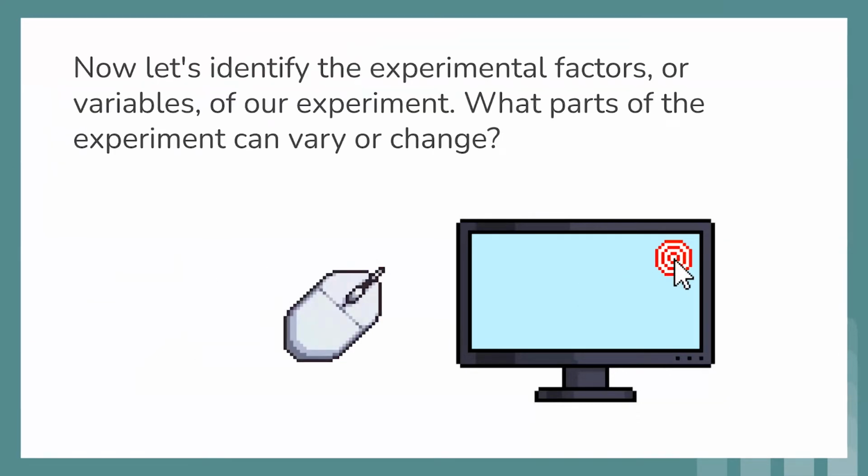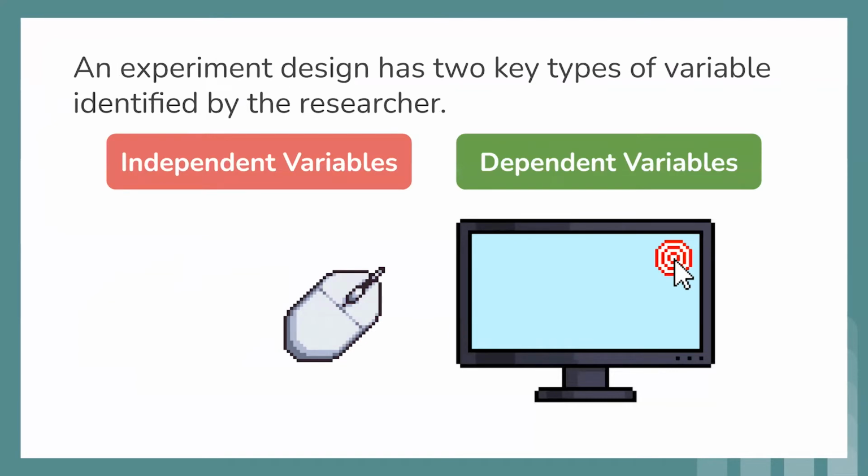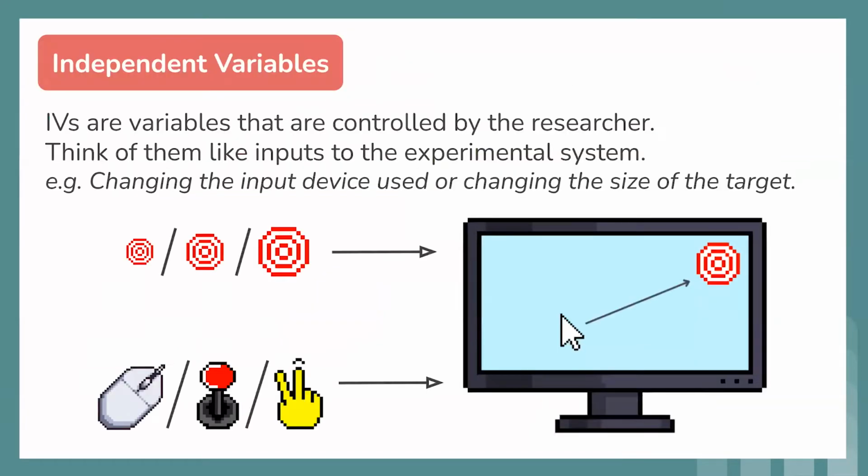Now let's identify the experimental factors or variables of our experiment. These are the parts of the experiment which can vary or change. An experiment design has two key types of variable identified by the researcher: the independent variables, or IVs, and the dependent variables, or DVs. Independent variables are variables that are controlled by the researcher. Think of these as the inputs to the experimental system.